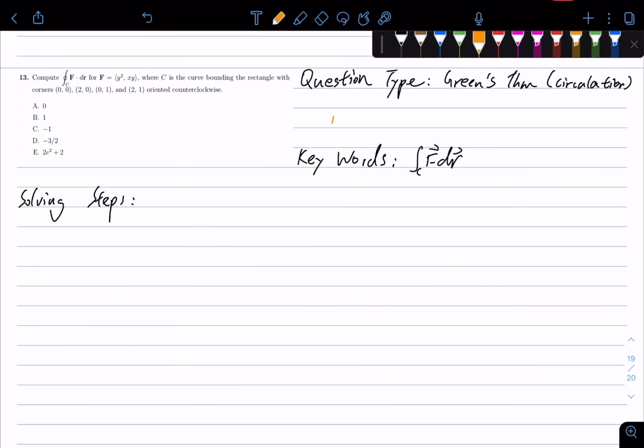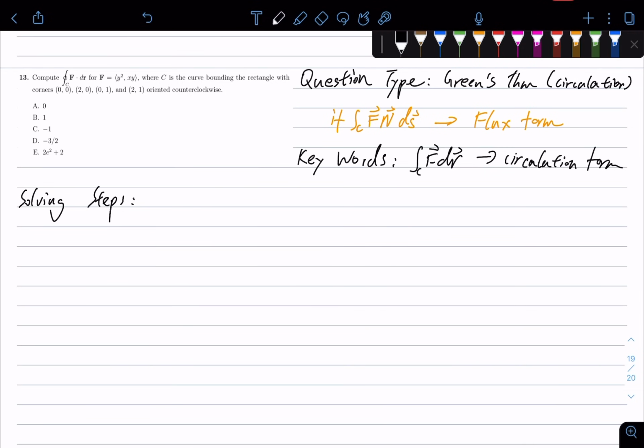If the question asks you to compute this, n is your normal vector, the normal vector of the curve. So this will give you the flux form. F dot dr corresponds to the circulation form.